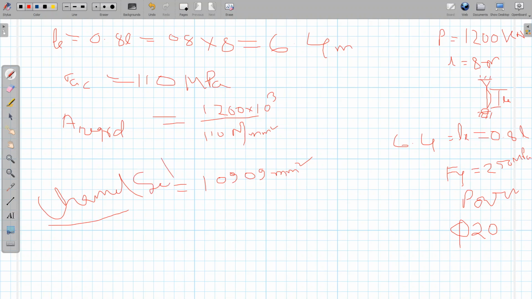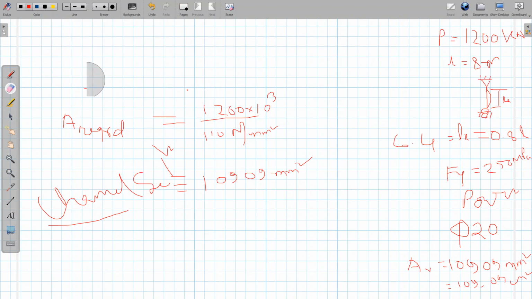If you go to the steel table, you will find the channel section. Say the total area required, I am just writing here, is equal to 10909 mm square. You can write it in terms of mm square, or you can solve it in terms of cm square also. If I write this value in terms of cm square, divided by 100, it will be 109.09 cm square.